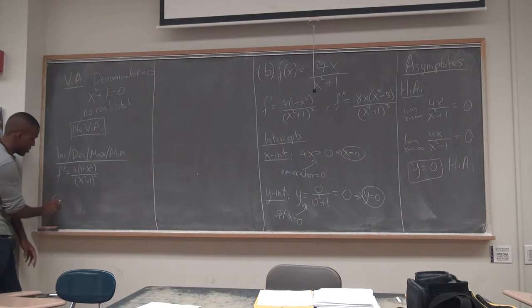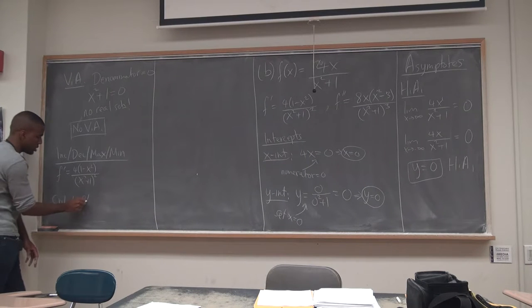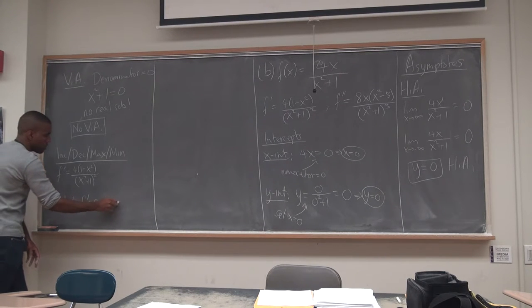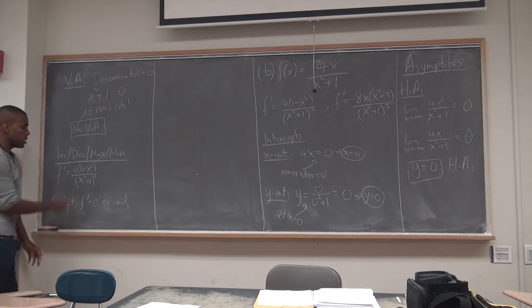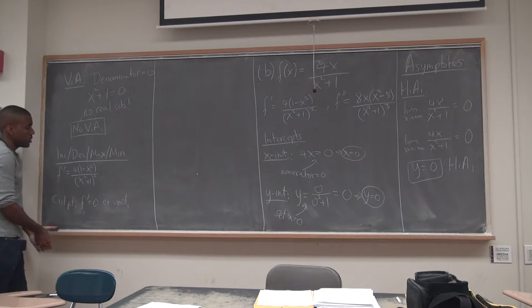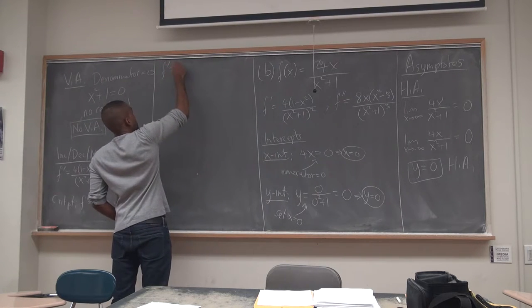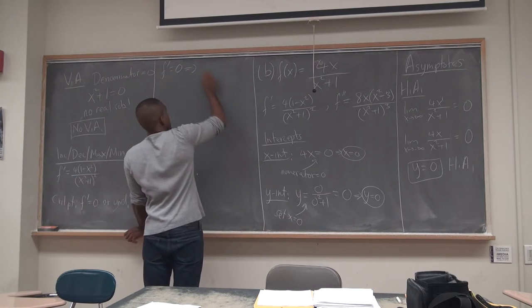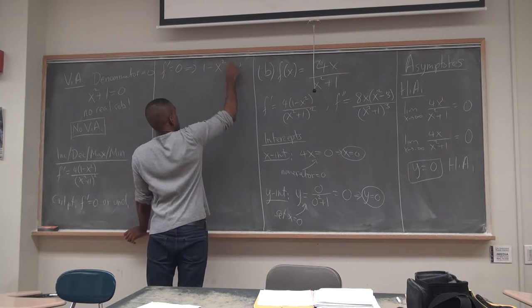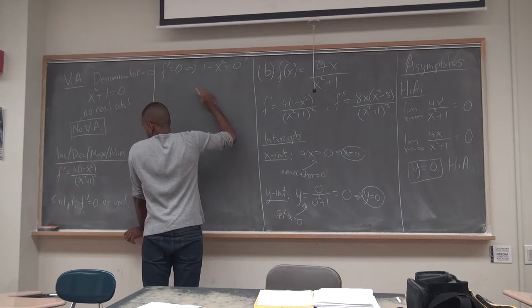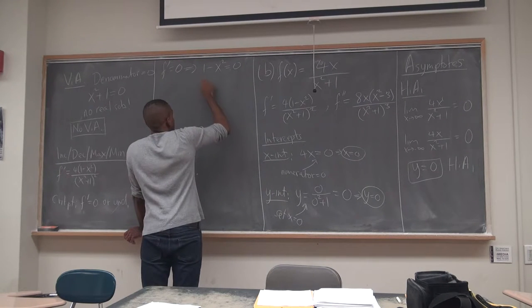Now remember, we first find the critical points. Those are going to create the intervals that we want to test. So is f prime equals 0 or undefined? Notice that this denominator is never 0, so it's never undefined, because x squared plus 1 is never going to be 0. But what about f prime equals 0? Means the top is 0. This is going to mean that 1 minus x squared is equal to 0. Does that have solutions? No. Yes.